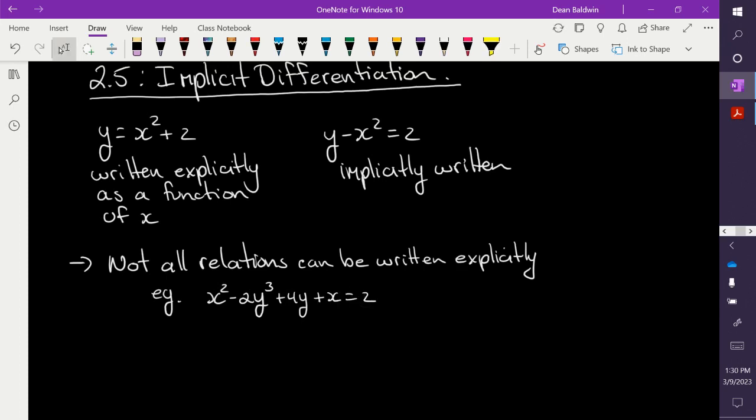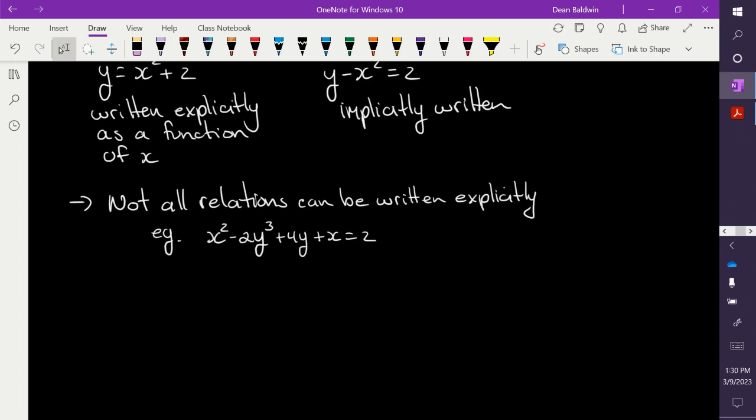So if you have a relation, not a function, that looks like this, x squared minus 2y cubed plus 4y plus x is equal to 2, you can't solve for x or y so that it's x equals or y equals, okay? So now you get these circles and stuff like this. You get these weird graphs, some of which can look like this. There's some in the book that you'll see, but some look like this, all right?